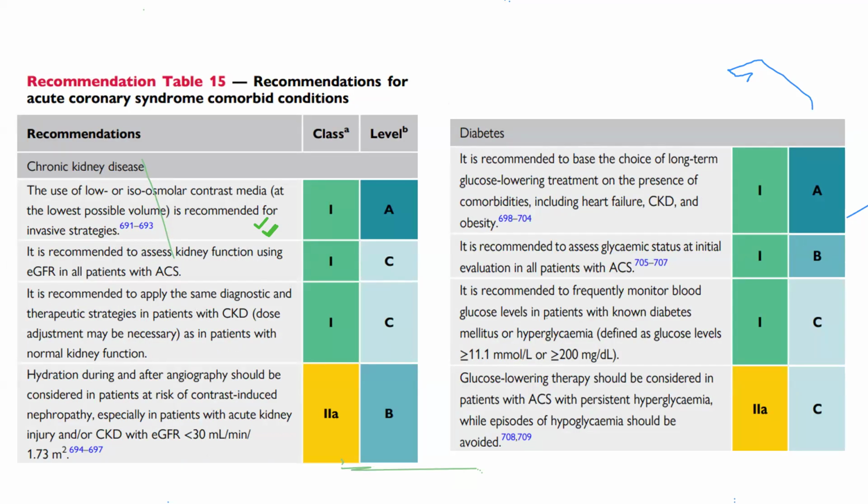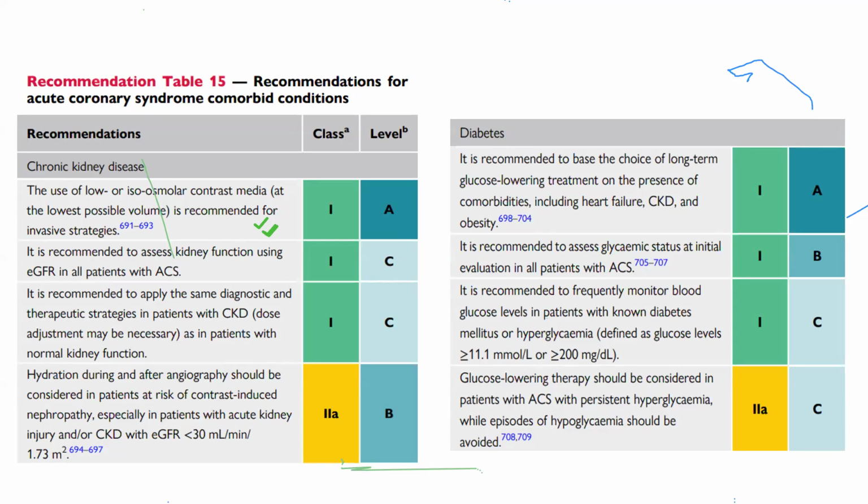Then recommendations for acute coronary syndrome in comorbid conditions. So this one, in CKD, you want to minimize the risk of contrast nephropathy. So the use of low or iso-osmolar contrast media is recommended. It is recommended to assess your kidney function using GFR in all patients with ACS. It's recommended to apply the same diagnostic and therapeutic strategies in patients with CKD as in patients with normal kidney function. Hydration during and after angiography should be considered in patients at risk of contrast-induced nephropathy, especially in patients with acute kidney injury and or CKD with eGFR less than 30.